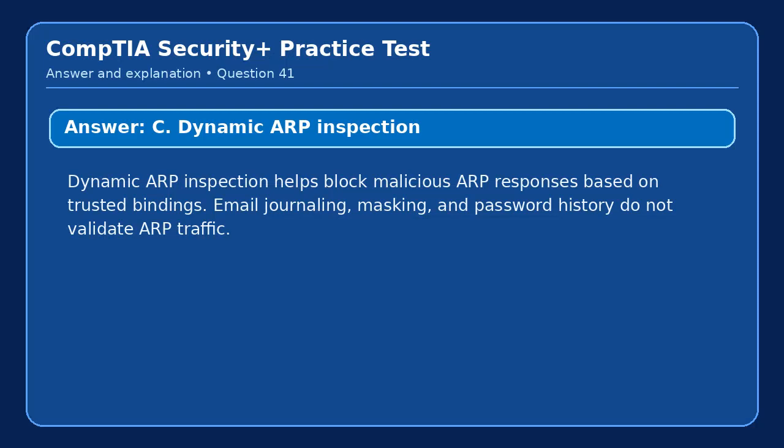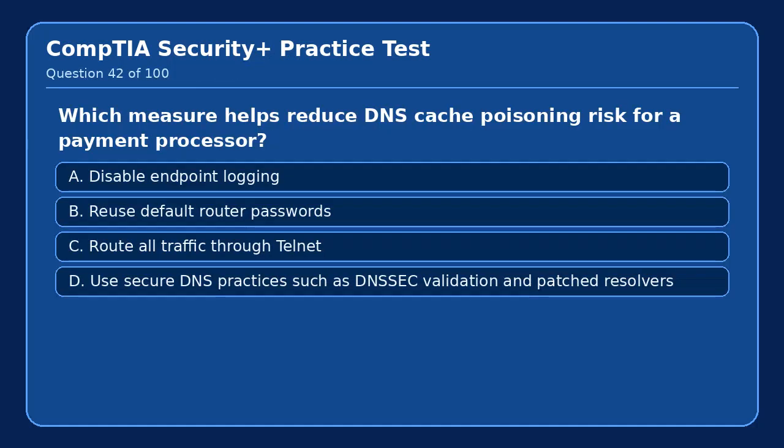Question 43. A user at a school district joins a fake Wi-Fi network imitating the office SSID. Which attack is most likely? A. Directory traversal. B. Evil Twin. C. Blue Team exercise. D. Logic bomb. Take a moment to choose your answer.